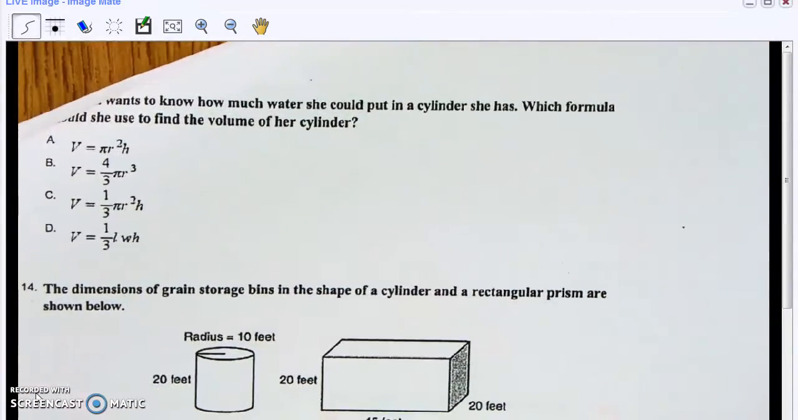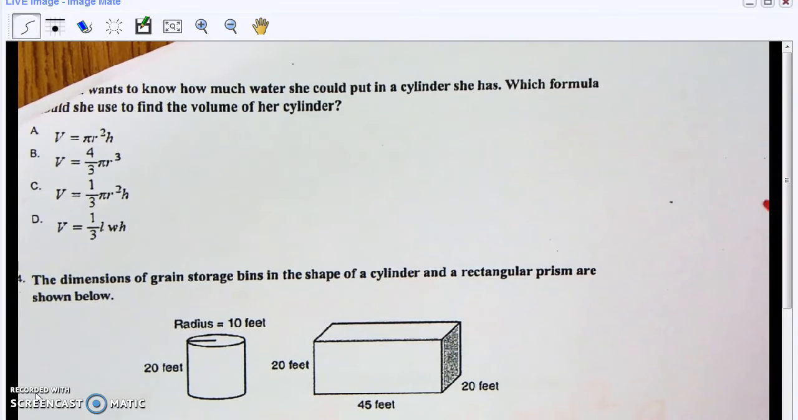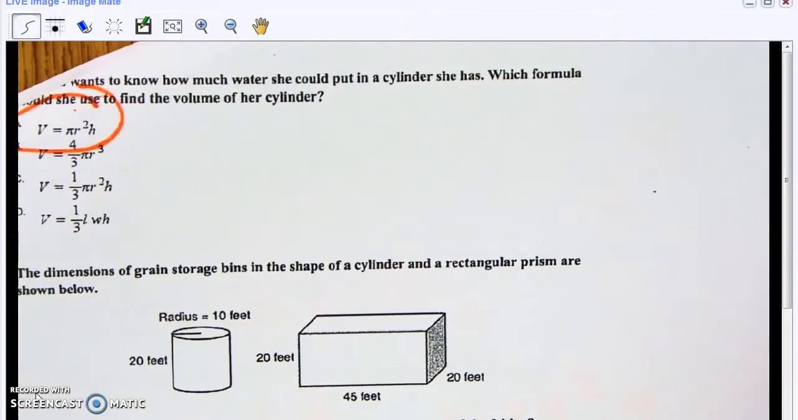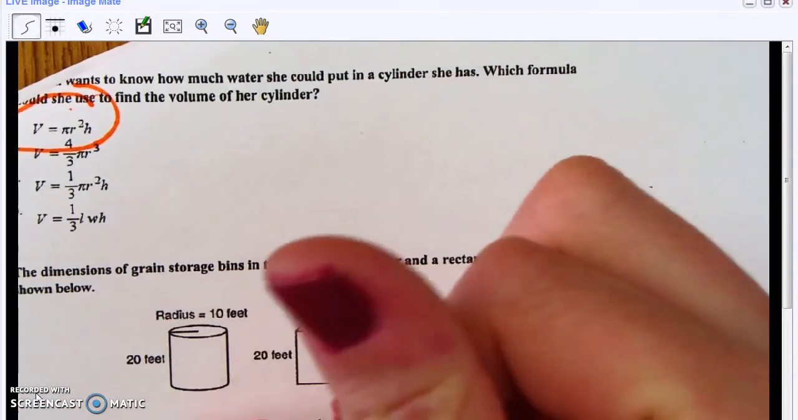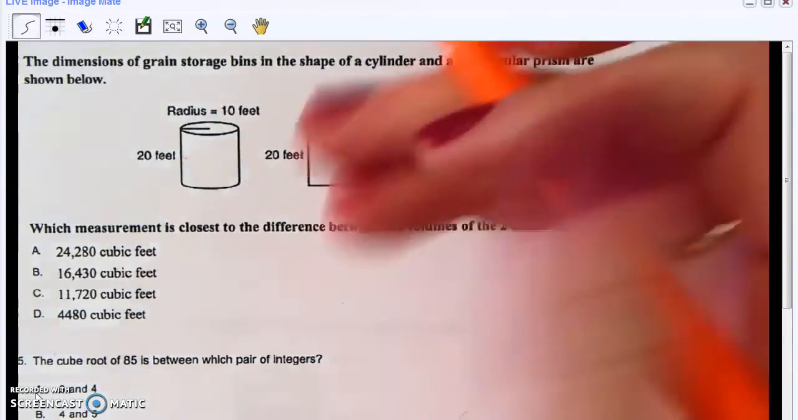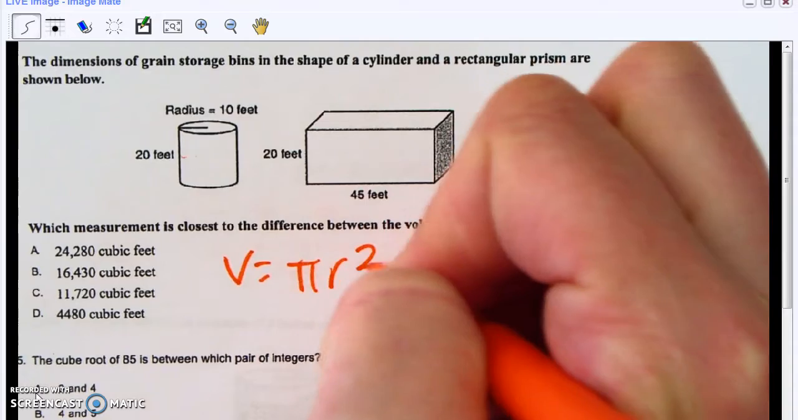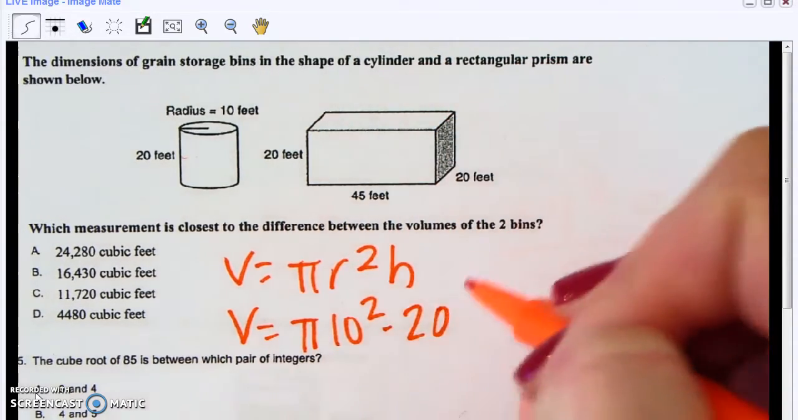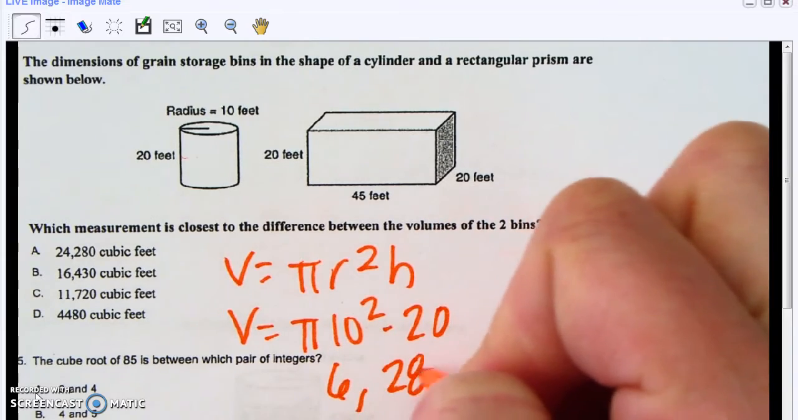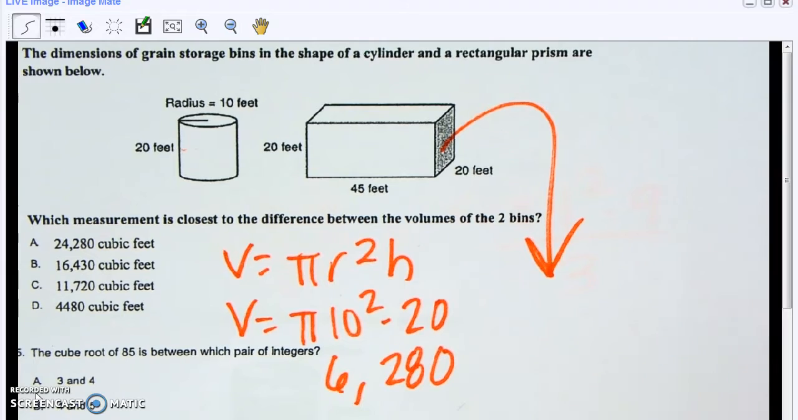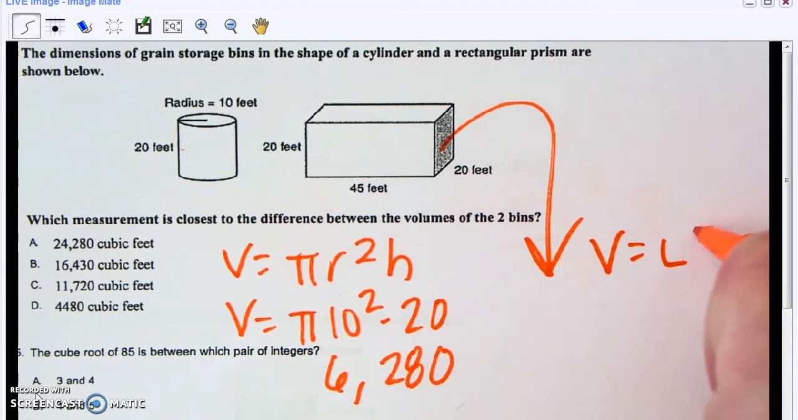Number 13. Amanda wants to know how much water she could put in a cylinder she has. The formula for a cylinder, again, is this one. So we need to find the difference between these two volumes, it says. So first I have to find the volume of the cylinder, which is pi r squared times the height, which is pi 10 squared times 20, which is 6,280.